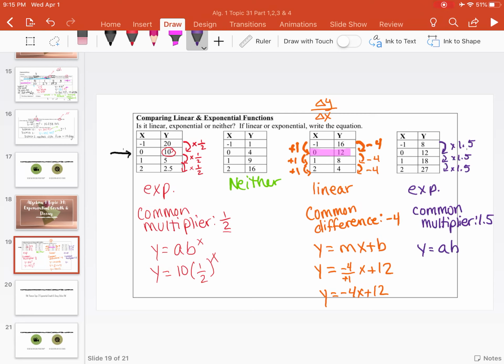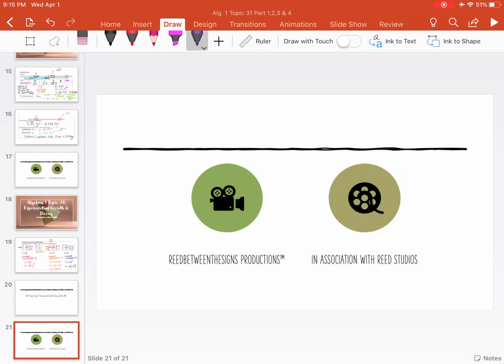If we want to write our exponential model, y equals a b to the x, we would get y equals, now our y-intercept is when x equals 0, so we have 12 here, and our multiplier is 1.5, or 3/2, to the x power.